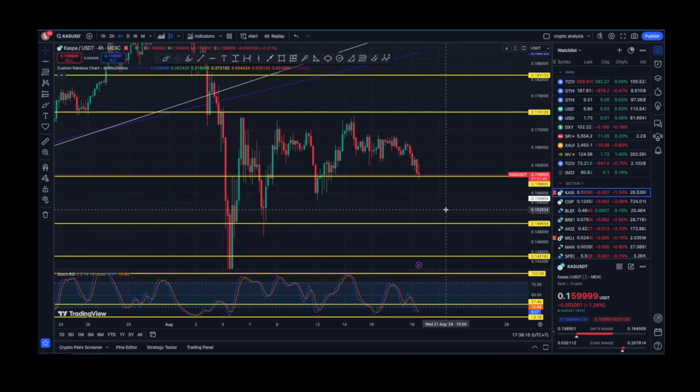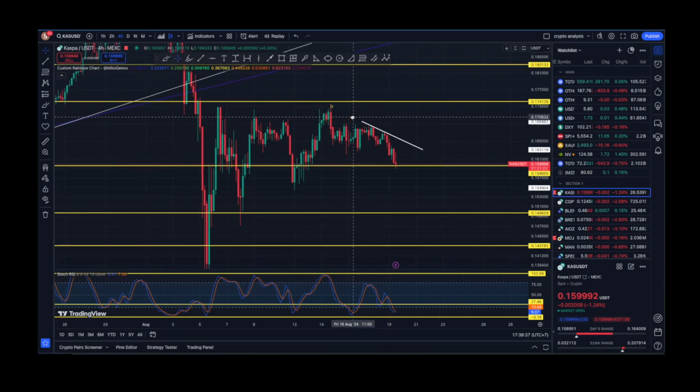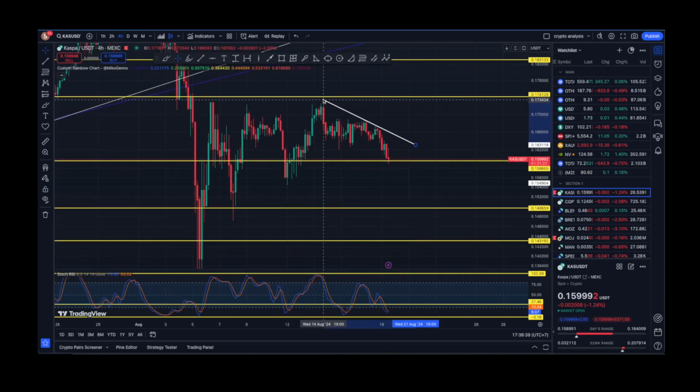Now let's have a look at Kaspa's chart on a 4-hourly time frame. Firstly, we've been rejected for Kaspa at the 17 cents mark, and that was on the 14th of August, and after that we are basically experiencing downtrend momentum for Kaspa, right? We are going down and we are retesting this level of 15 cents as a support, almost 16.